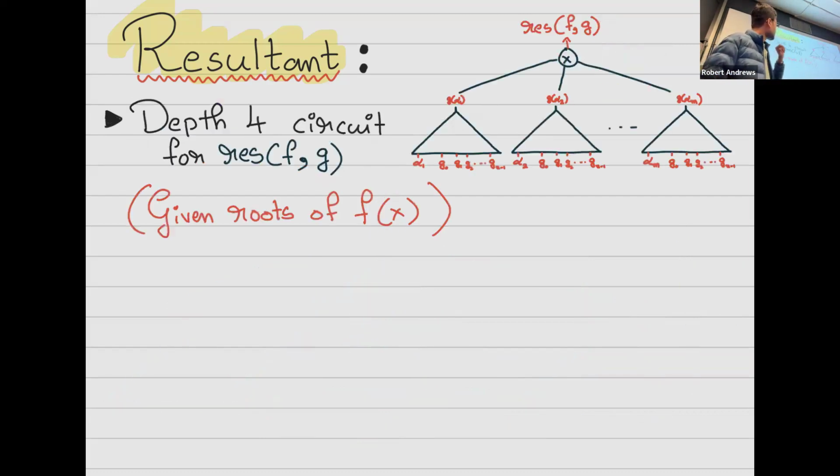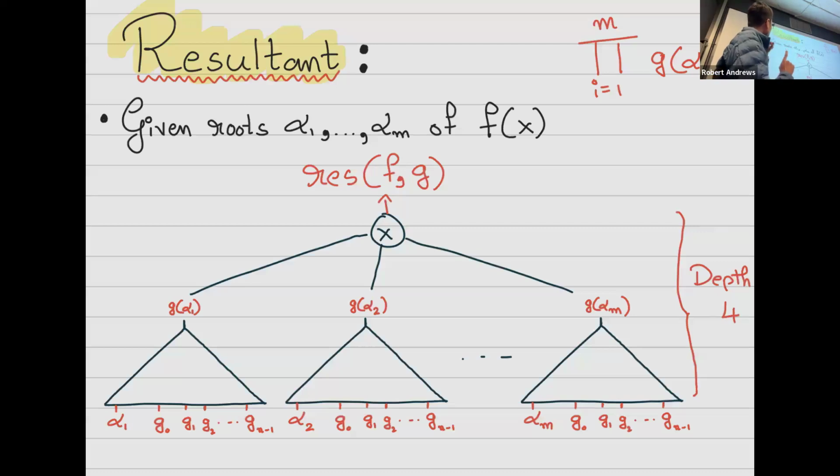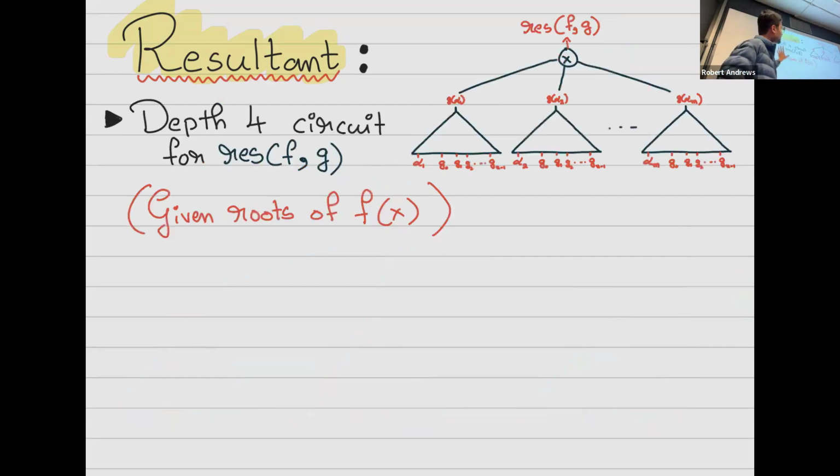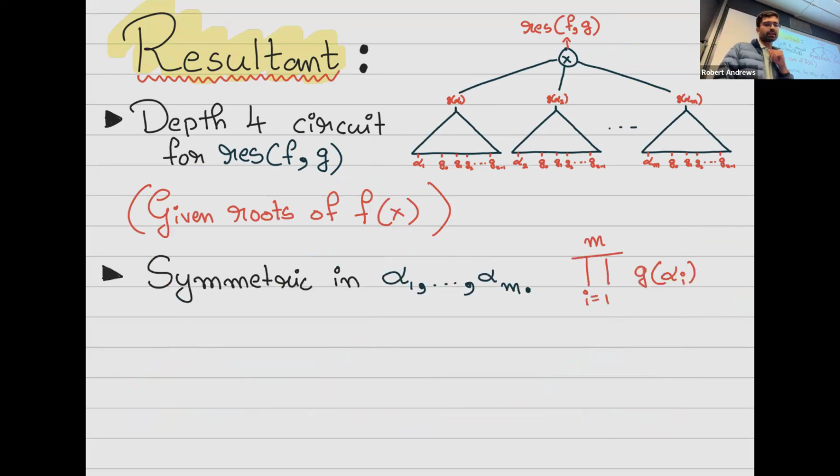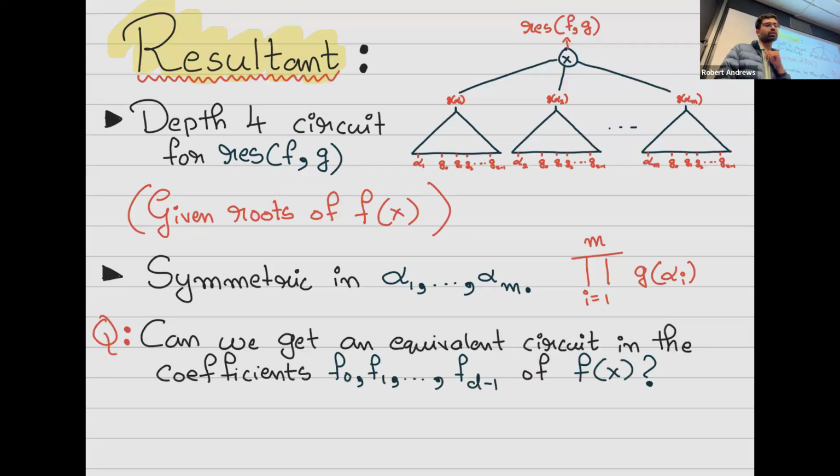One more thing I want you to notice here is that this circuit is symmetric in the alphas. In that formula, I can rearrange the alphas and the formula doesn't change. So we'll just note that, put it down in the slide. So we get a constant depth circuit for the resultant, given the roots. It is symmetric. And now the question is, can we get an equivalent circuit in the coefficients?